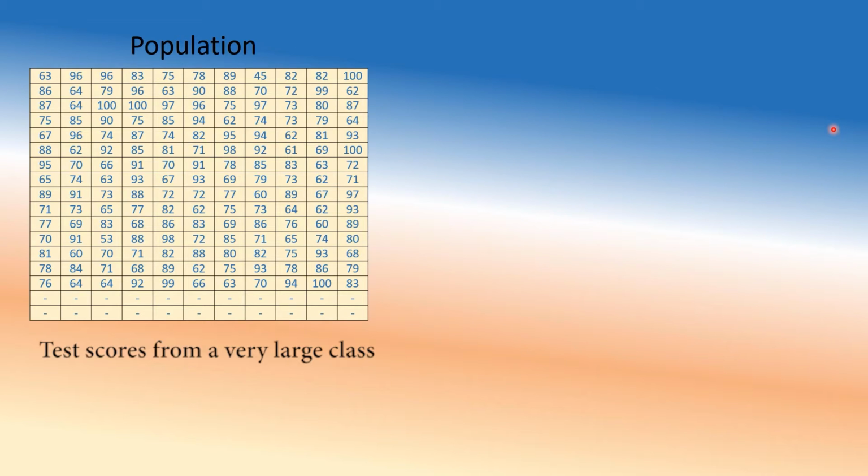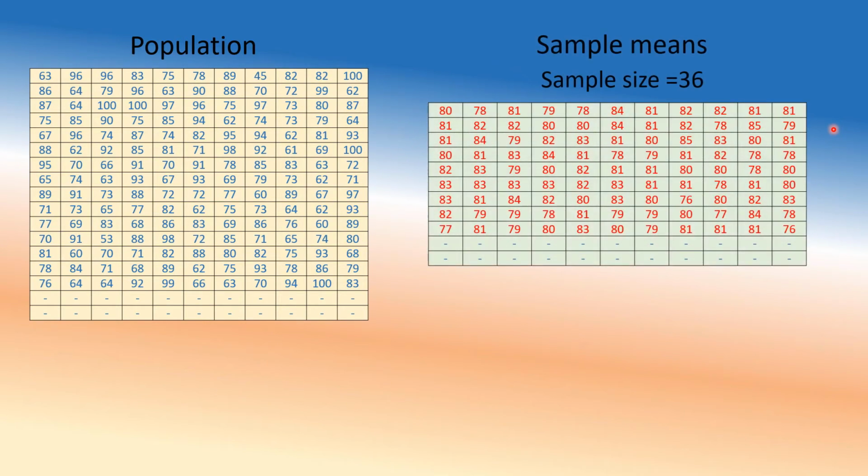This one is from my Excel file, which we're going to go over, but I just put a portion of it here to show you. From this population, we take a sample of size 36. Each of these red numbers is a sample mean. Keep in mind, sample means. So the first number, 80, is a mean of 36 random numbers picked from the population. We'll do all that in a few minutes.